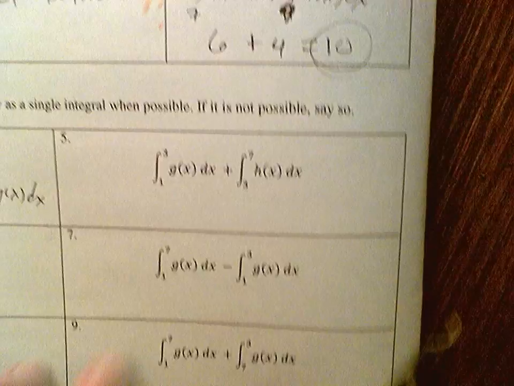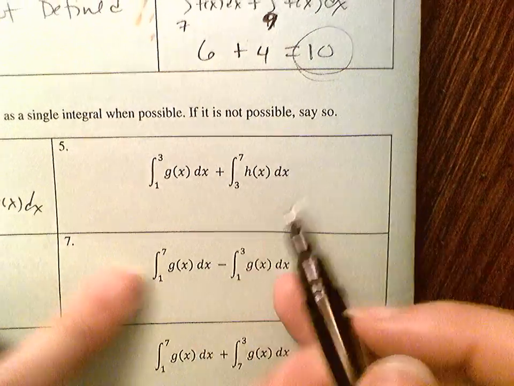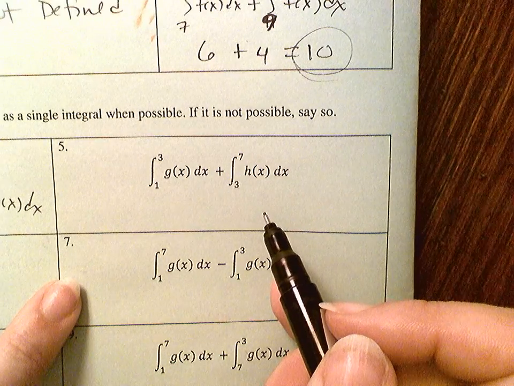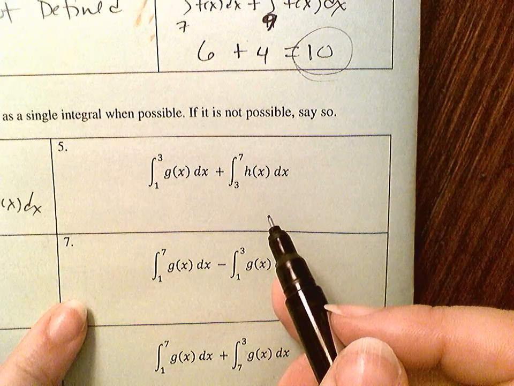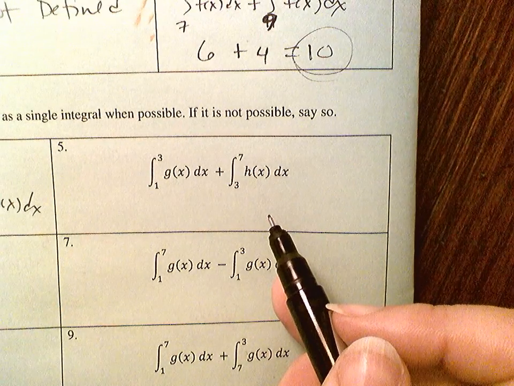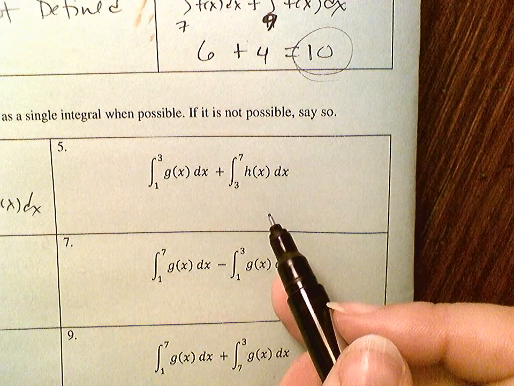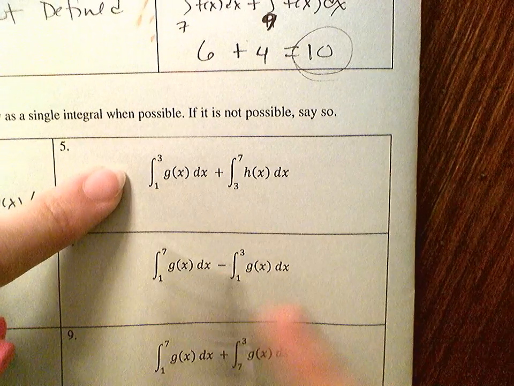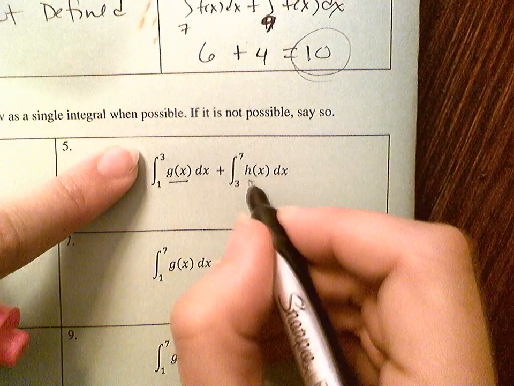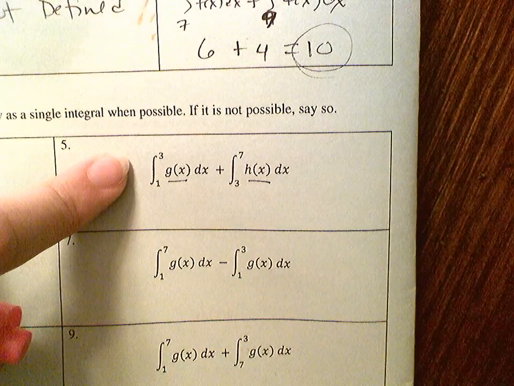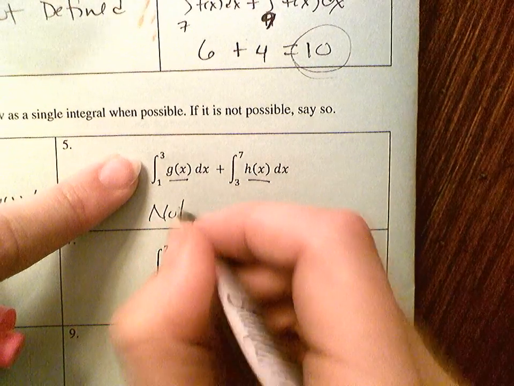Alrighty, so this one, can I use additivity on 1 to 3? Okay, I almost thought I could. Never mind. I said I was going to jump around, but let me not. I'm just going to go right in order. I can't use additivity, and the reason is because that's g of x, that's h of x. All right, so this one is not possible.